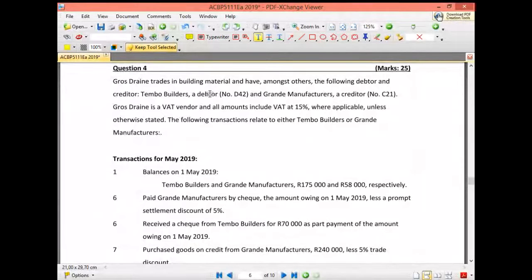So what they tell you is Grosdane trades in building materials and have amongst others the following debtor and creditor. Now, Timber Builders is a debtors and Grand Manufacturers is a creditors account. So here they already tell you it's a creditors account that you need to prepare. So that means when you increase the statement, you would include the amount in the credit column, whereas if you decrease it, you would include it in the debit column.